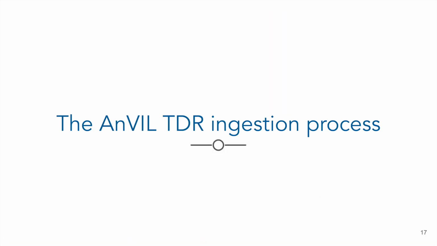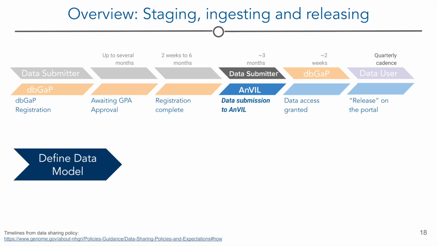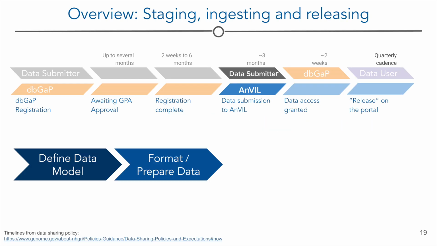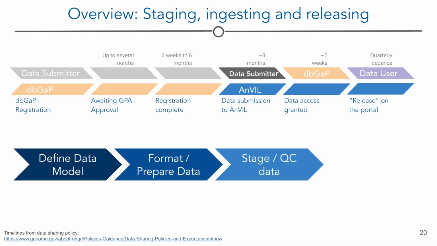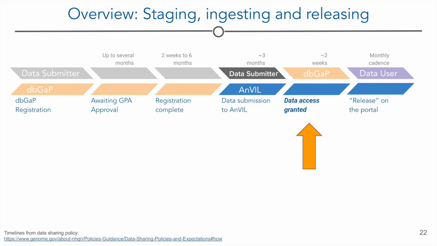The next slides will focus on the 4 main data ingestion steps. These are performed by data submitters with the help of the AnVIL ingestion team. To start, you will define the data model, format all file names and metadata correctly, and prepare the data for ingestion. Stage and QC the data in an AnVIL submission workspace. And finally, ingest into TDR. Once the data submitters and dbGaP sign off, the AnVIL team releases the data to the research community.